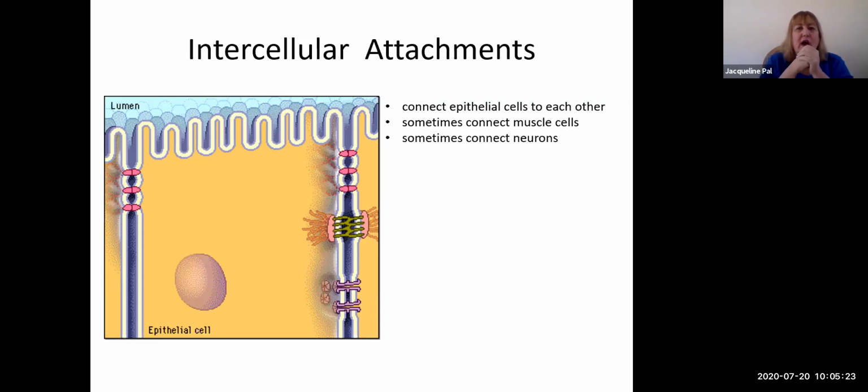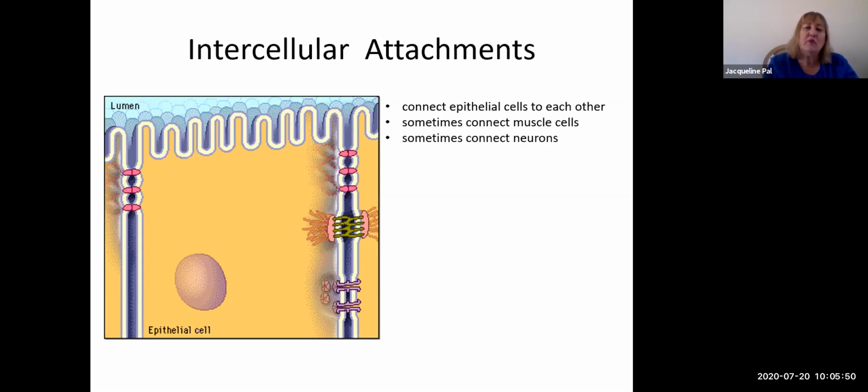And so intercellular attachments are going to be found in all of our epithelial cells. It's how they attach to each other, how they attach to the tissue that's underneath. Sometimes we'll see them in connecting muscle cells, and sometimes we'll have some neurons connecting to each other, but we're going to learn about them now so we don't have to stop once we learn about epithelium, which basically is in the tissue lecture, which is the next topic we cover.